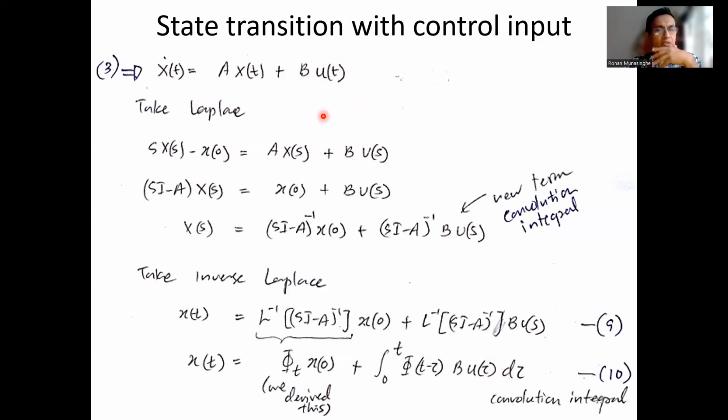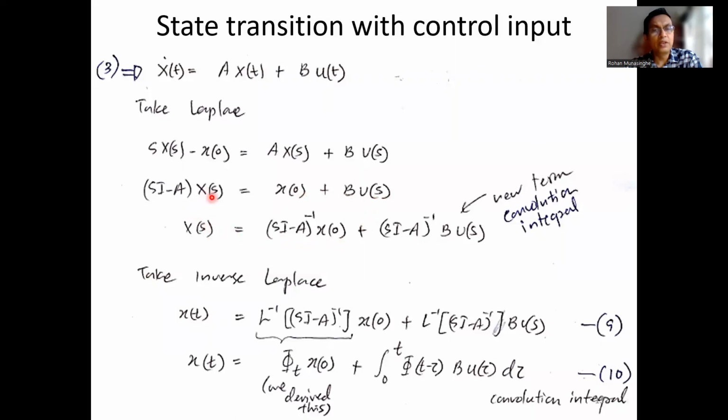Okay, now let's let the process continue here. The first step is to take the Laplace transform. So this is sX(s), because of the differentiation, then minus the initial condition x0. On the right hand side, AX(s) plus BU(s). Then you take X(s) to the left hand side, it becomes (sI minus A)X(s). Right hand side, x0 plus BU(s).